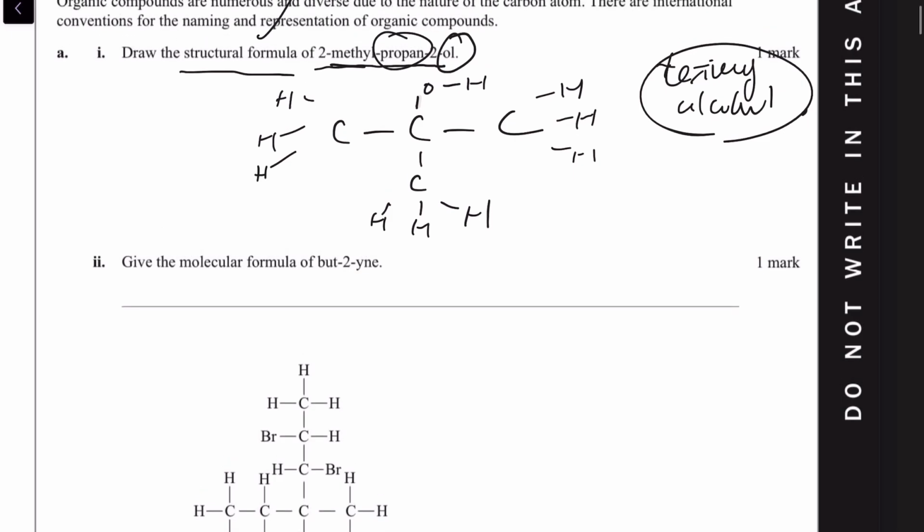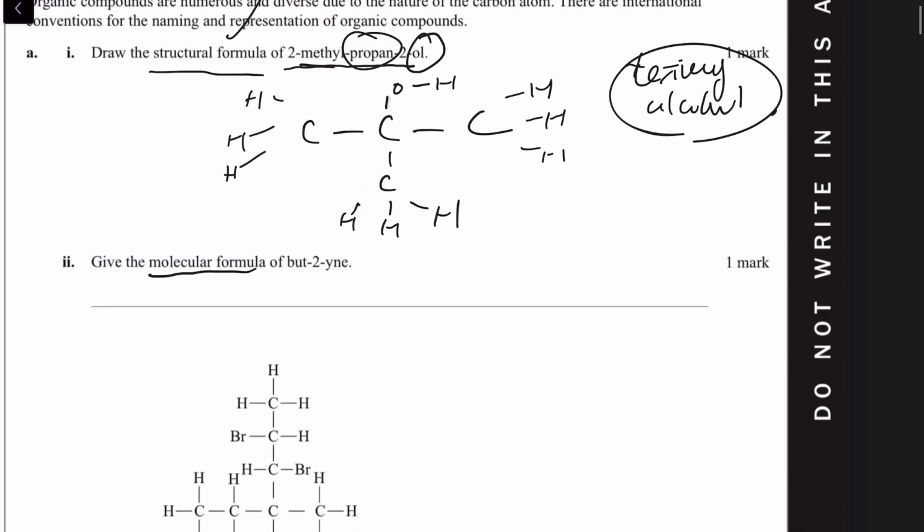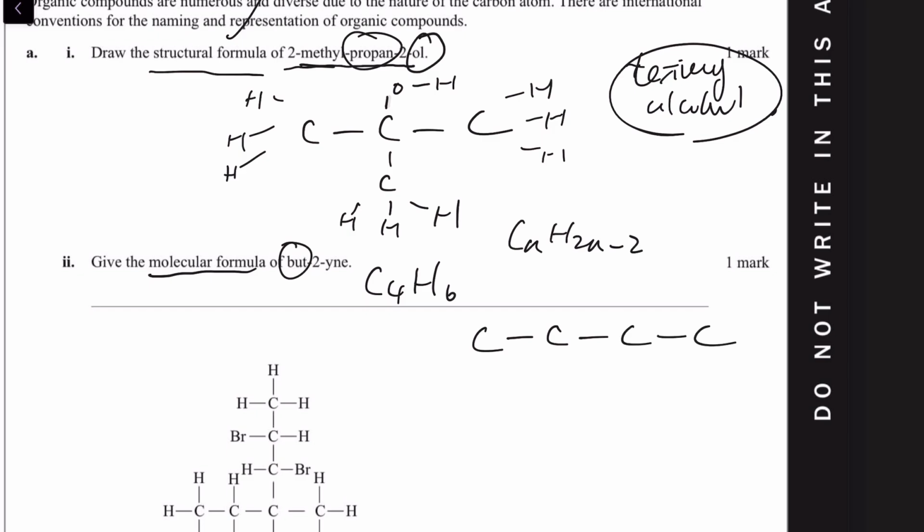Next question, give a molecular formula of but-2-yne. You can use the general formula, which is CnH2n minus 2. Here you have but, so it's 4 times 2 minus 2. So it's C4H6. Or I recommend you just draw out the diagram. At the second carbon, you have 3 bonds, so 1 hydrogen. So you indeed have 6 hydrogens present.